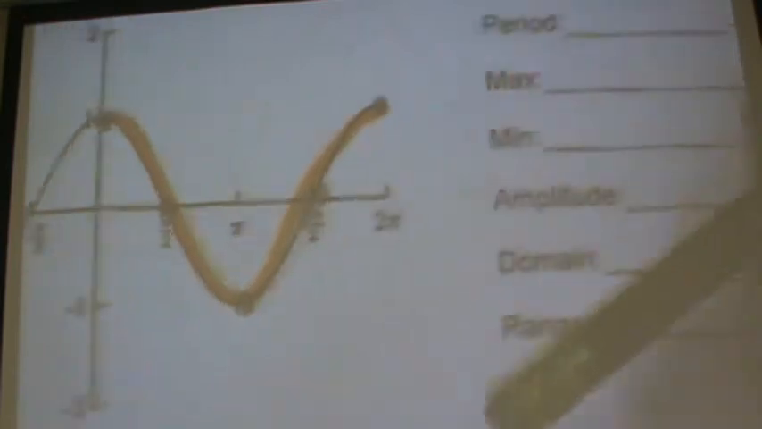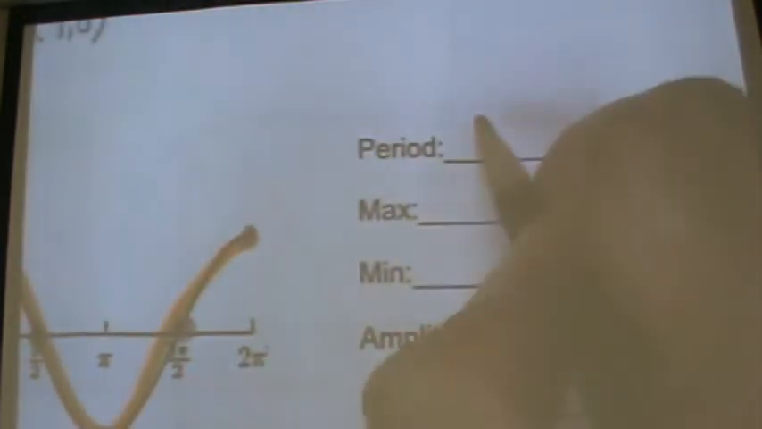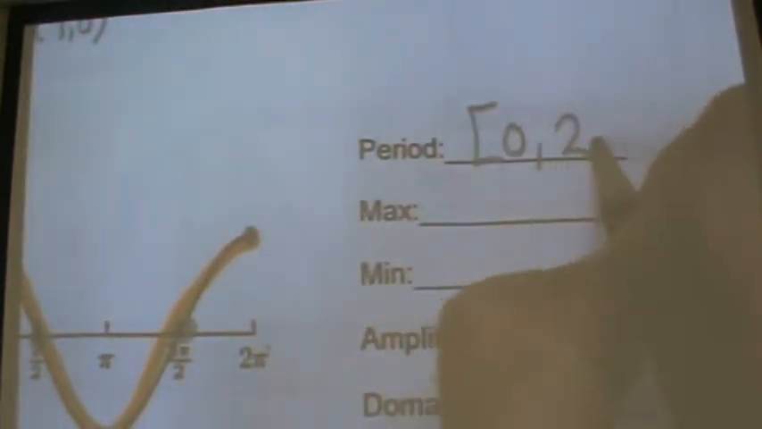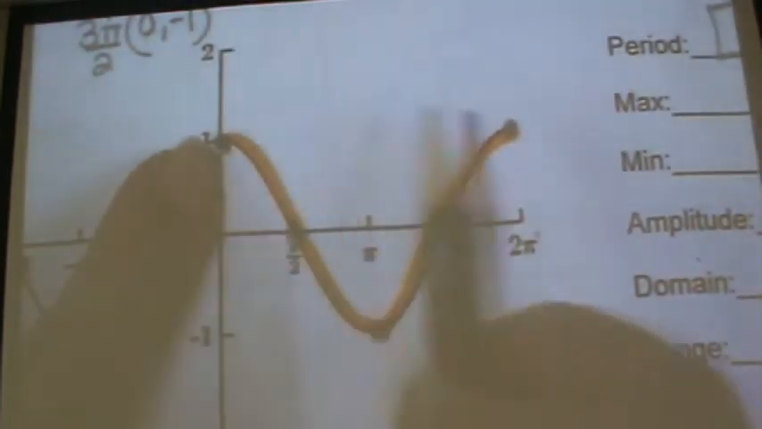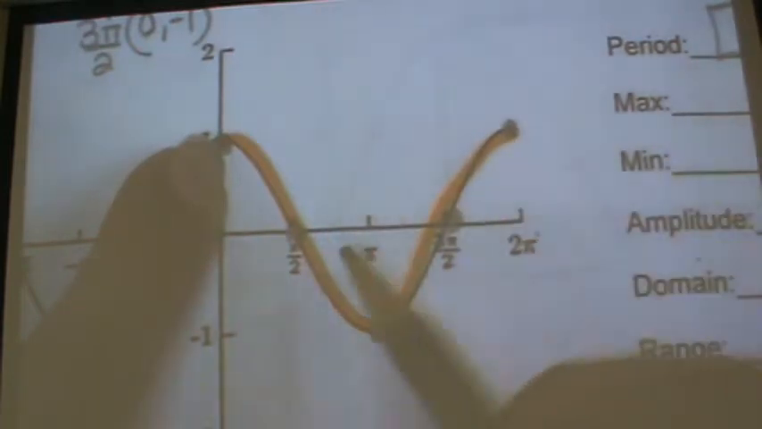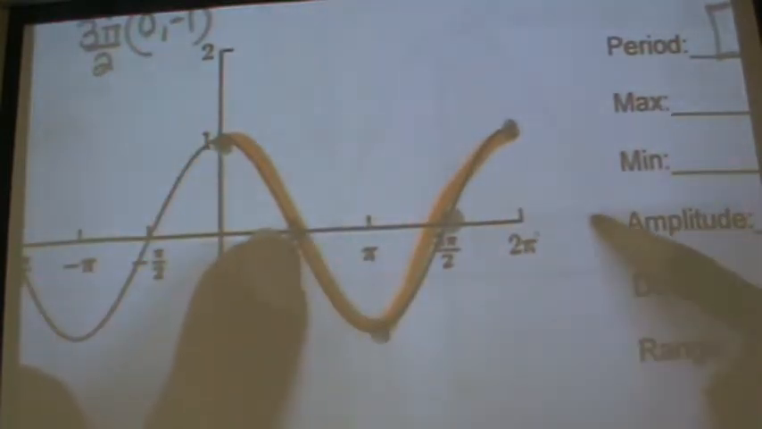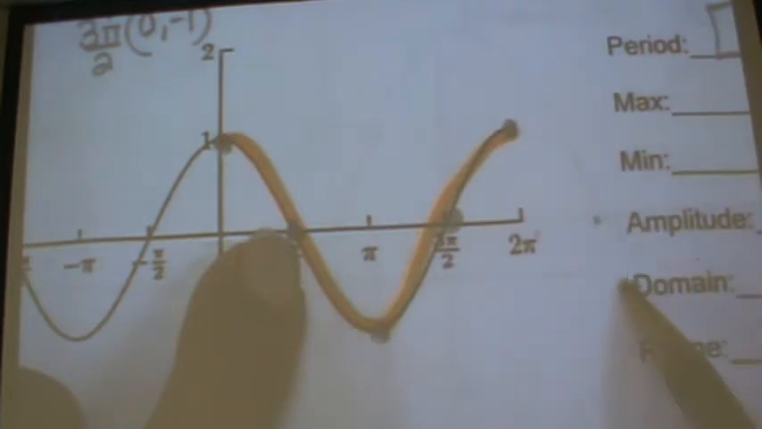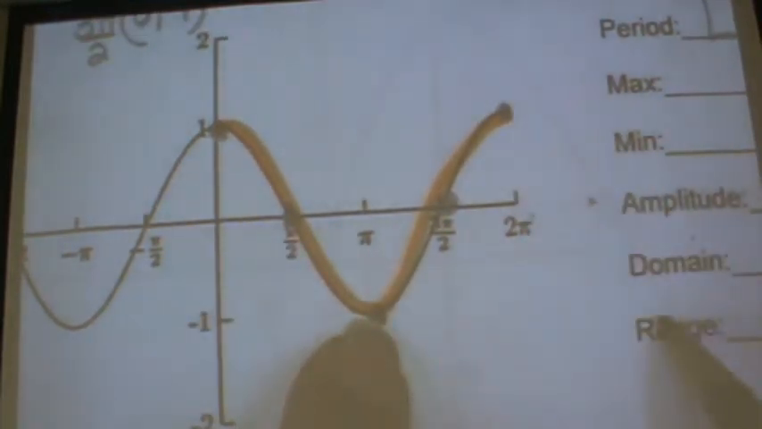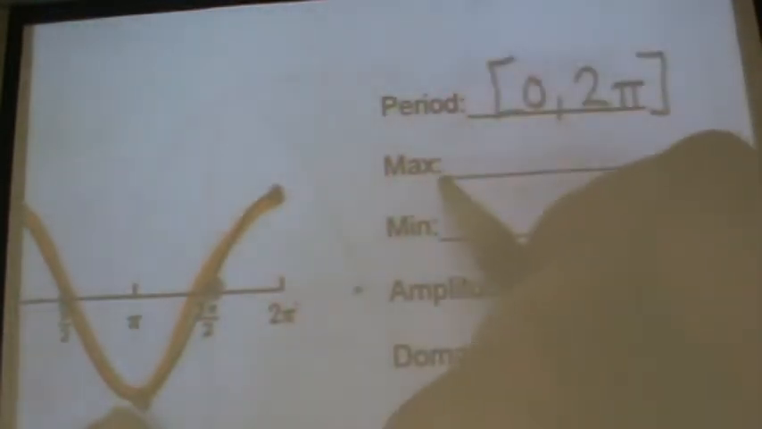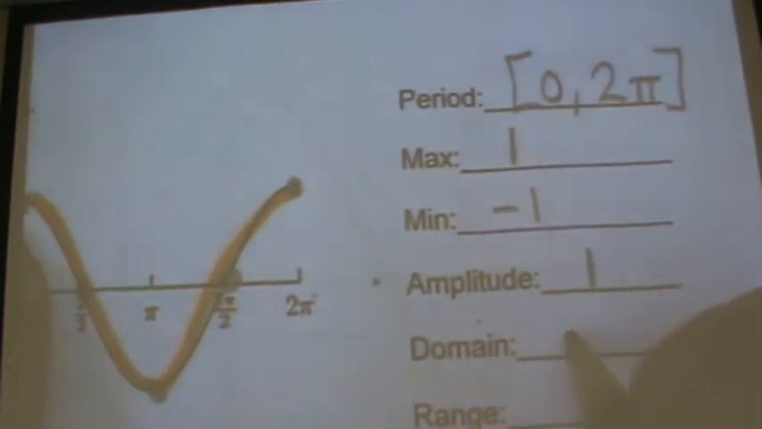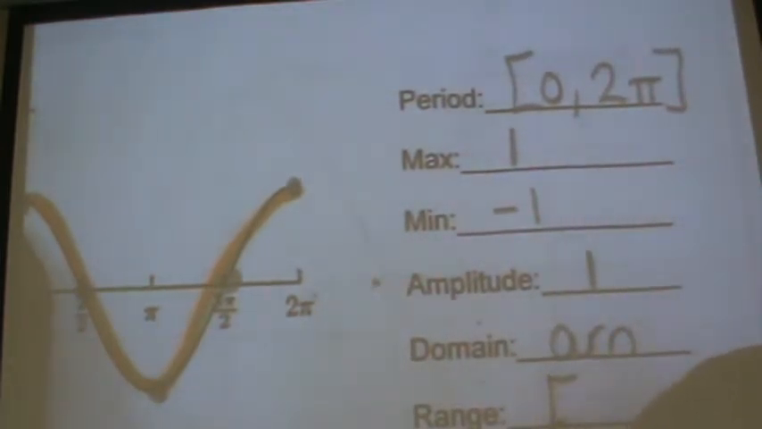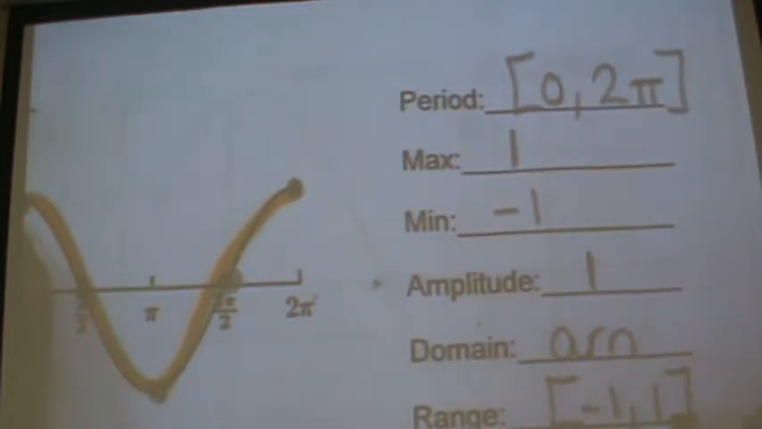So again, let's fill out this chart. The period goes from 0 to 2 pi. Then what's gonna happen is, see this point right here? It repeats right there. Then this point is gonna be this point over here. This cycle keeps continuing. This point is gonna be down here. The maximum value is 1, the minimum is -1. Your amplitude is 1, your domain is all real numbers, and your range goes from -1 to 1.